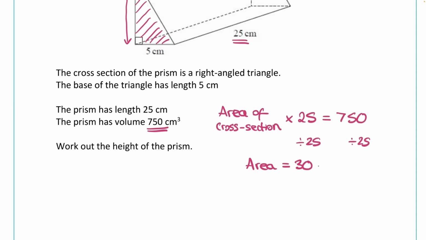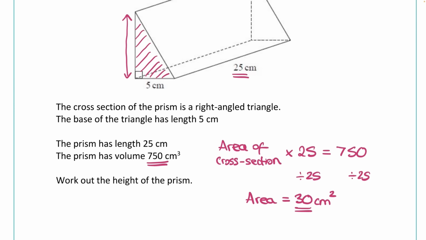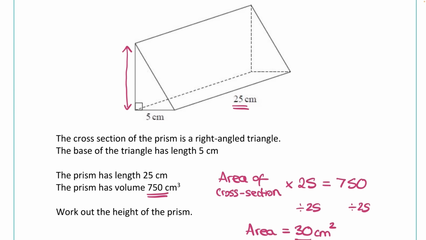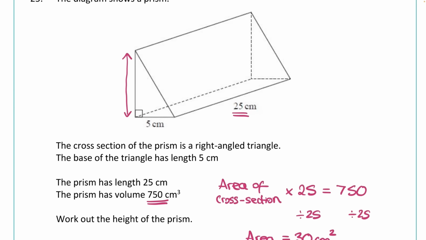There we go, that'll now be in centimetres squared. We don't necessarily need to write the units with this, we're just interested in that number 30. It says work out the height of the prism. Now looking at that triangle there, which has a base of 5, I would imagine that some people would look at that and go, oh, well, that's going to be 6 then, because 5 times 6 is 30. However, we need to make sure we don't forget our area of a triangle formula here, which is base times height, and then we divide it by 2.